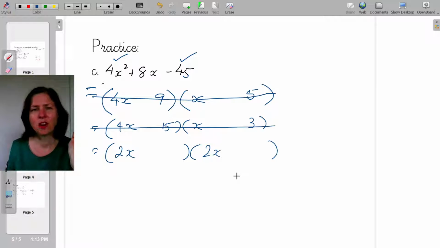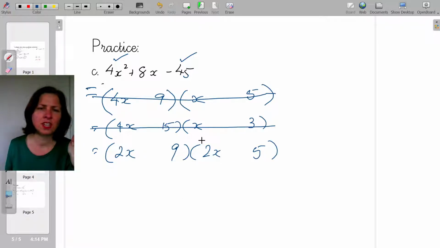Okay, so let's go back to 9 and 5. I'm not going to do my 45 and 1 for the reasons I mentioned earlier. Let's go to my 9 and 5. Let's try it this way. Well, it doesn't really matter which way I try it because these are the same. The 9 and the 5, this is going to give me 10. And this is going to give me 18. Okay, that's a difference of 8. That's the combination I want.